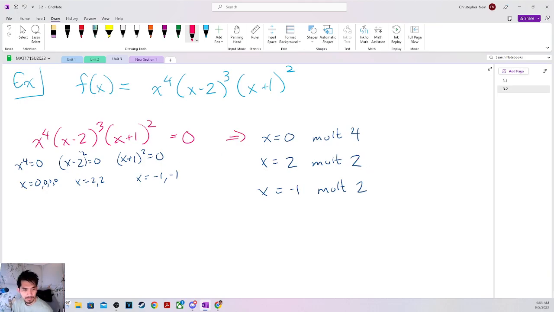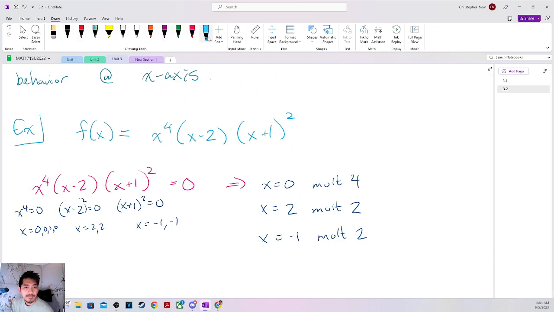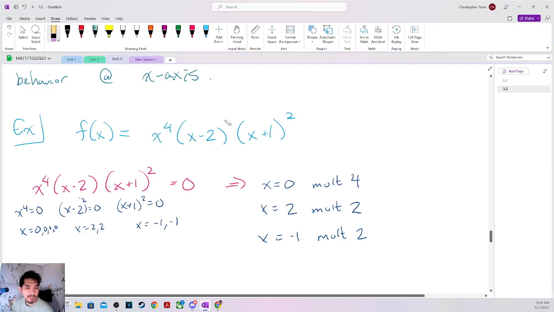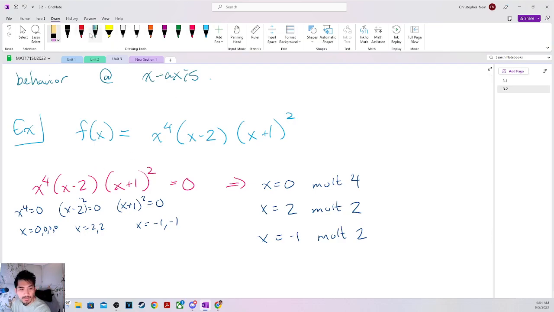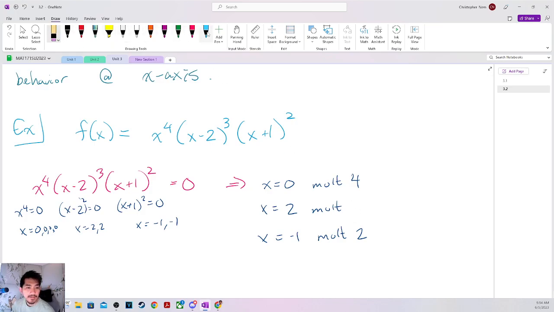Let's just fix it all. So this has multiplicity, I miscounted, 3 in particular. All right, this has multiplicity 3.